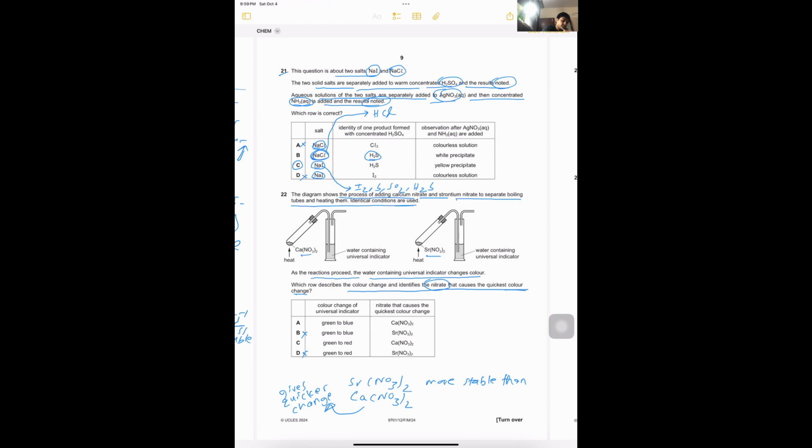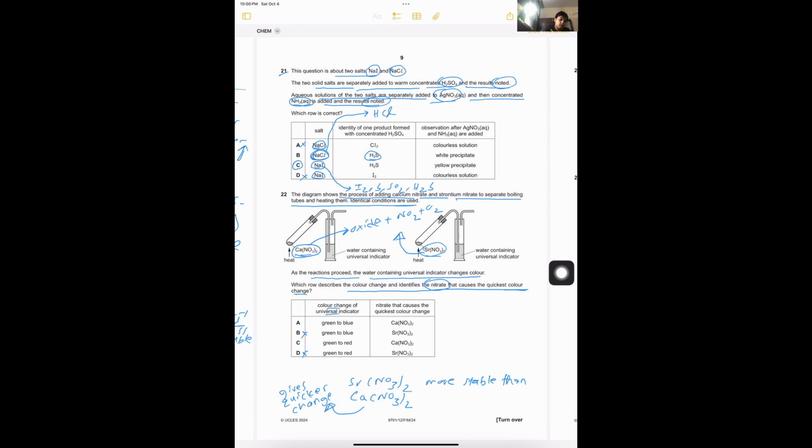The next thing is when the nitrates are heated, they form the oxide, plus they form nitrogen dioxide gas, and they form O2. Similar for strontium nitrate as well. And we have to see the color change. Now we have to know one thing. You have to know the basic color change in the universal indicator.